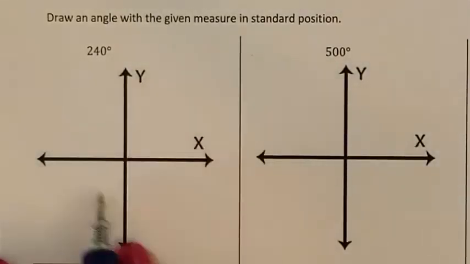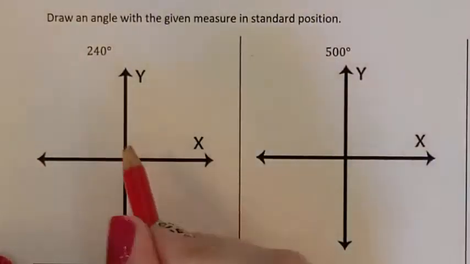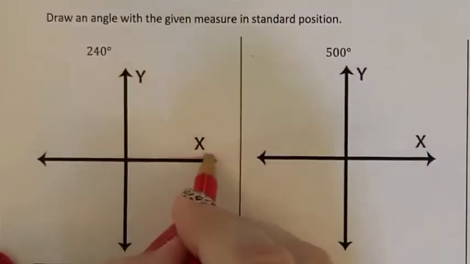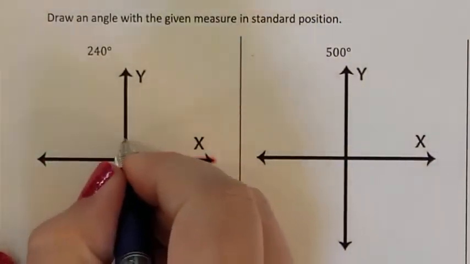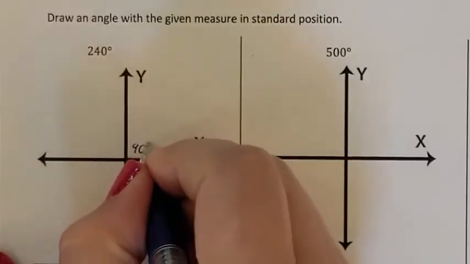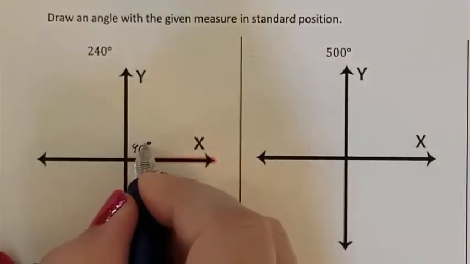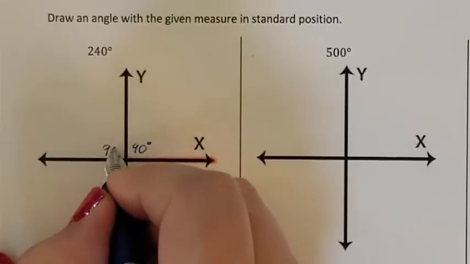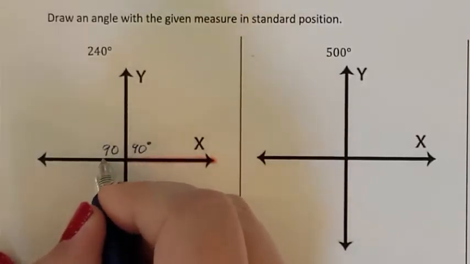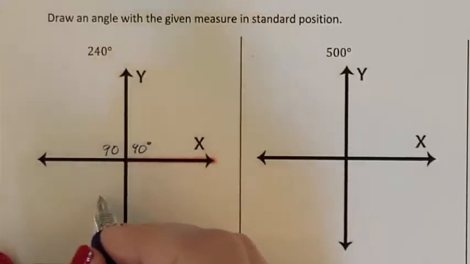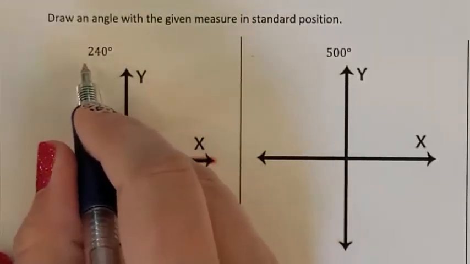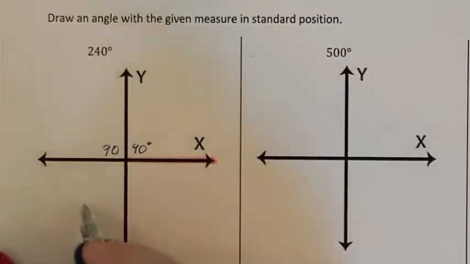If it is standard position, we know that it needs to start right here on the initial side. So this is our first line, and we need to travel a total of 240 degrees. If I traveled just to here, that would have given me 90 degrees. If I travel all the way here, this would have given me another 90, so I have 180 degrees. Going three-quarters around would be 270. 270 is too big, so I know I'm going to stop inside here.